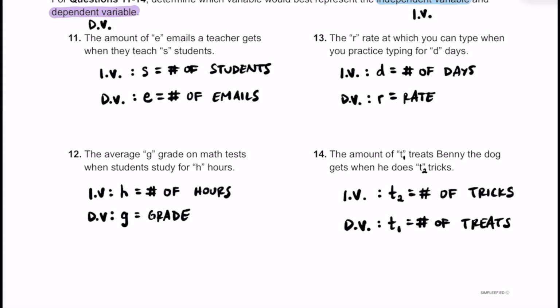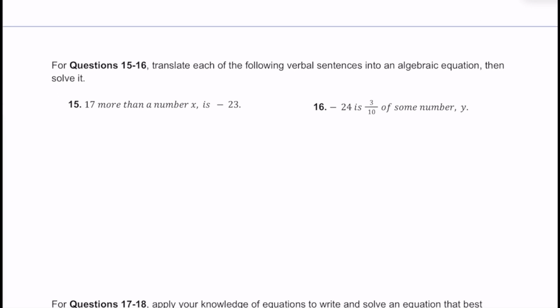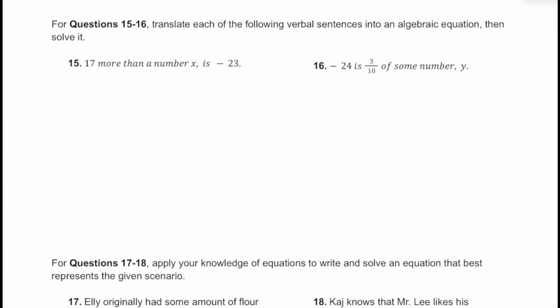Okay. All right, let's move on to some other types of problems now. We're going to translate in 15 and 16 some of these verbal sentences into equations, then we're going to solve them. So let's see what's going on here for 15. Looks like we have 17 more than a number. More than means you're going to be adding something on, right? So we're adding 17. It's 17 more than something. And then we have this word is here.